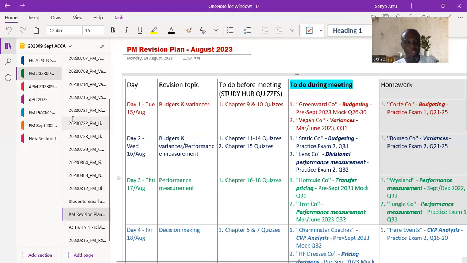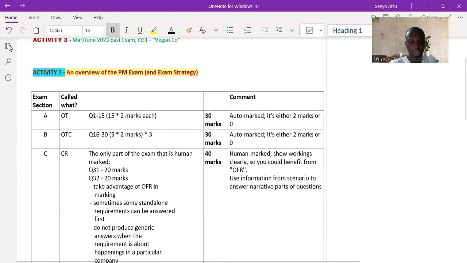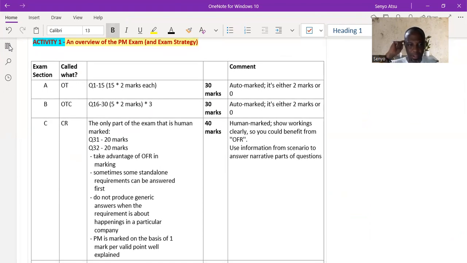Okay, so on revision day 1, first activity, let me remind you, and if you don't know, let me now tell you the exam structure. If you have written this exam before, or you have written any of the level 2 exams, applied skills exams, you know the exam is divided into 3 sessions. 100 marks spread across exam sections A, B, and C.